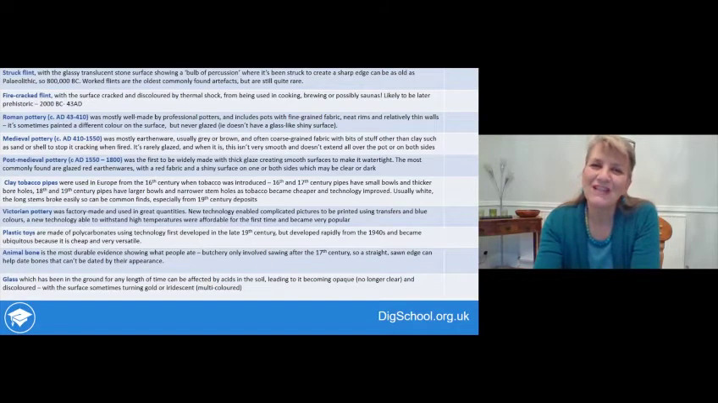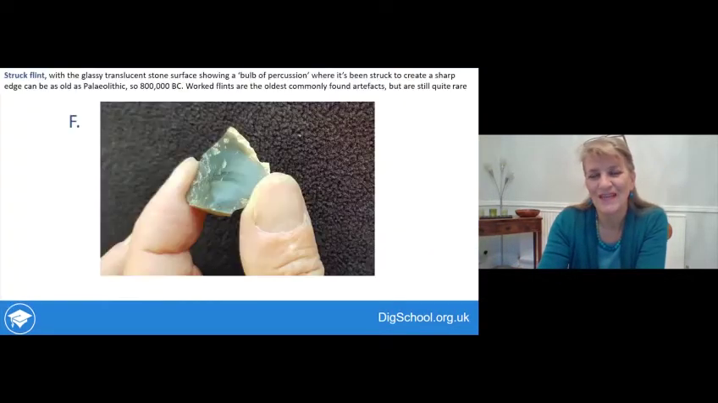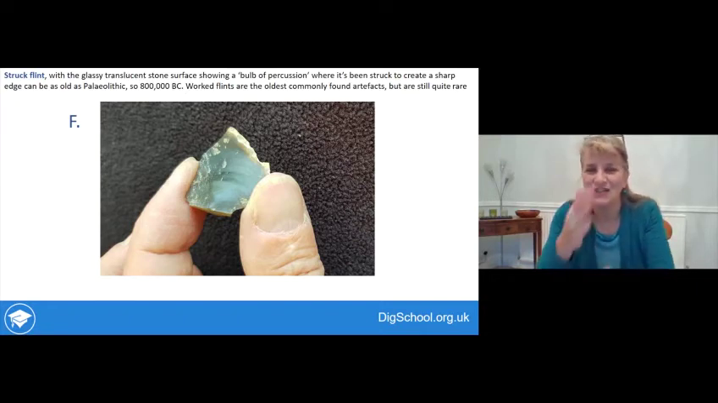So I hope you managed to match the images up to the finds from those descriptions. Let's have a look through and see how you got on. So struck flint was F. Flint is a very fine glassy stone. When flakes are struck off it, it gives a very sharp edge, which makes it fantastically useful for tools, especially in the time before metal was in use.